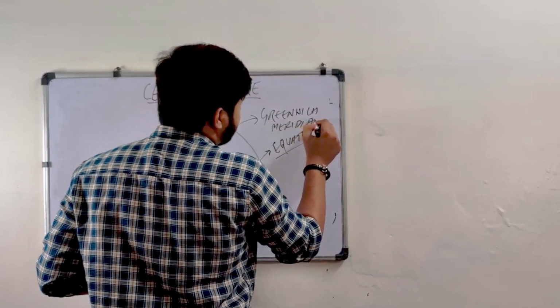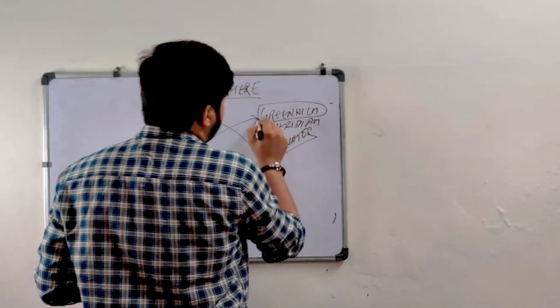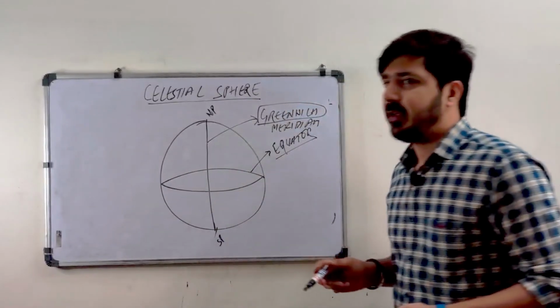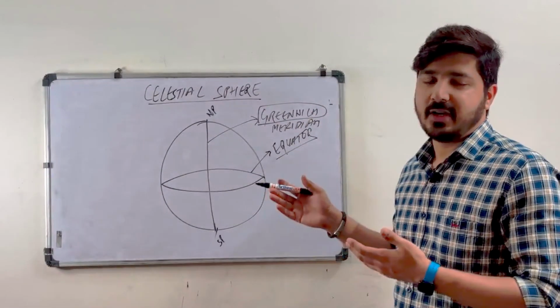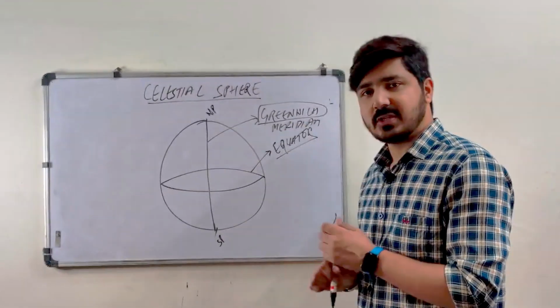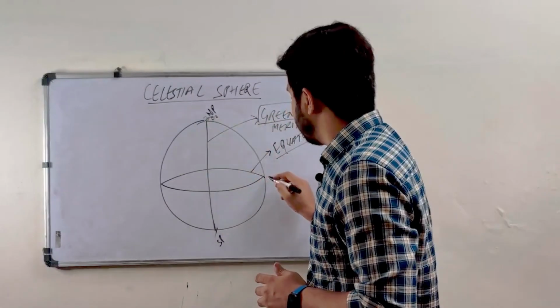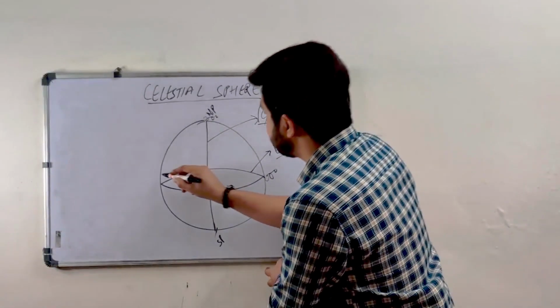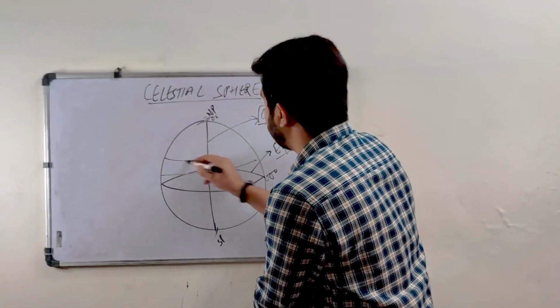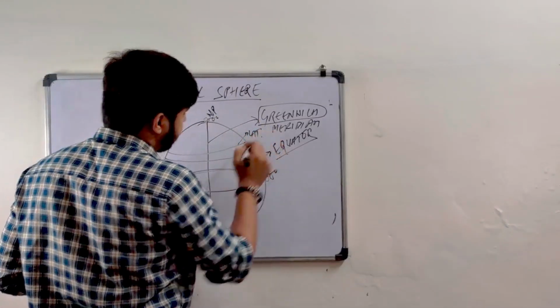Why the name Greenwich? Because there is a place known as Greenwich in the United Kingdom from where it passes through. It is not an actual line, it is an imaginary line, but the place name is Greenwich. So this is 0 degrees, this is also 0 degrees. And what are these? These are latitudes.